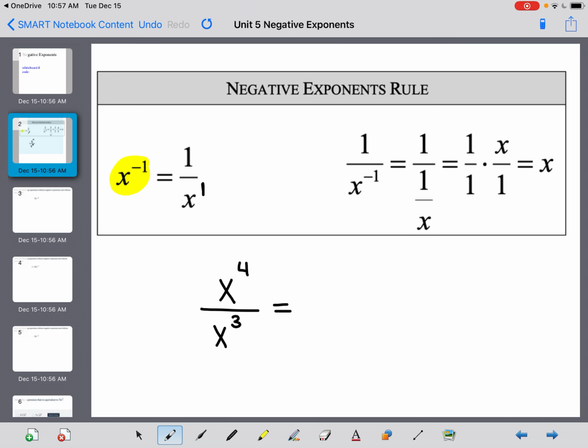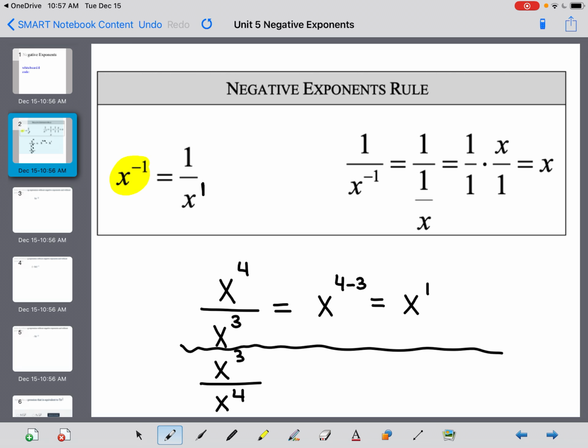The quotient rule tells me I can simplify this by keeping my base of x and subtracting the powers. Numerator minus denominator power, I would get x to the first. Well, what if we had this but in the opposite order? What if we had x to the third divided by x to the fourth? Sorry, this looks very close together. So now I would do the same thing, but I would actually end up with a negative 1.